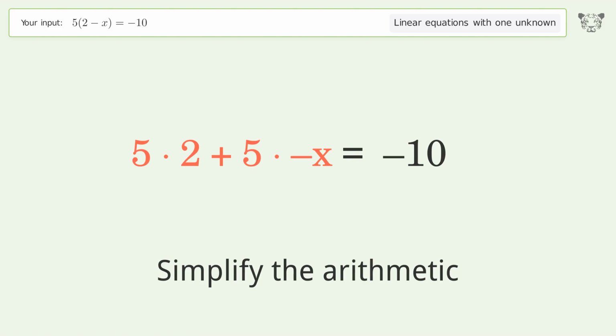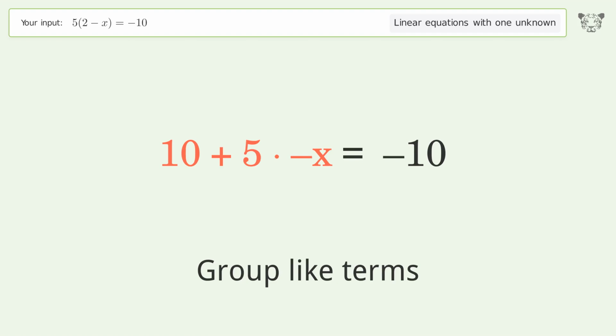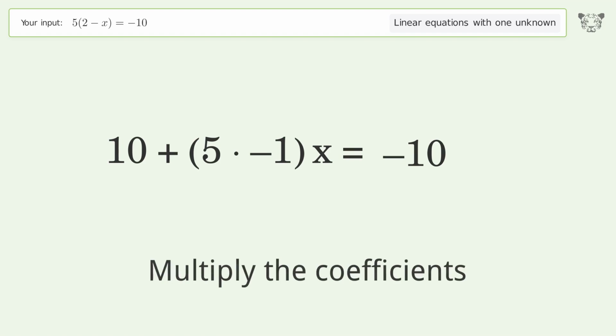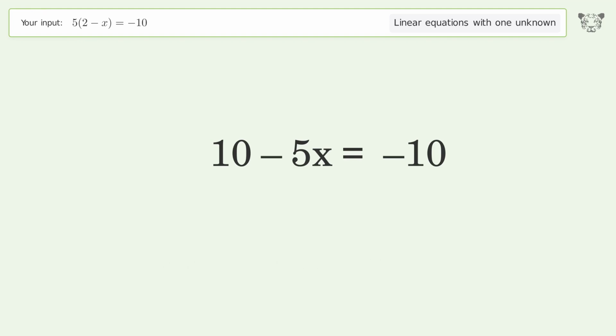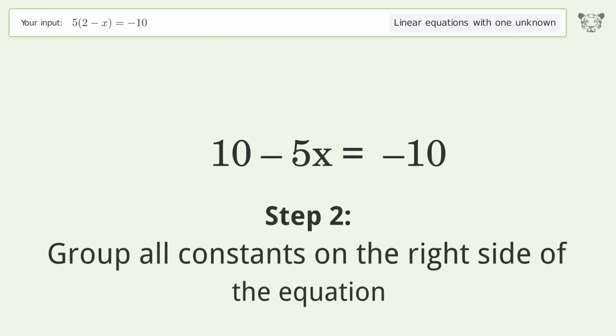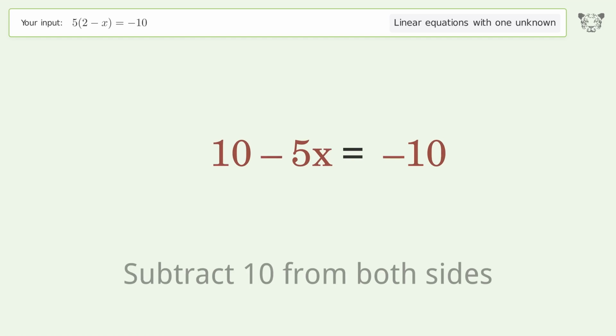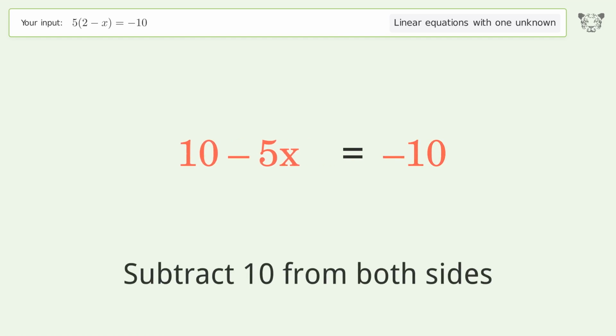Simplify the arithmetic. Group like terms. Multiply the coefficients. Group all constants on the right side of the equation. Subtract 10 from both sides.